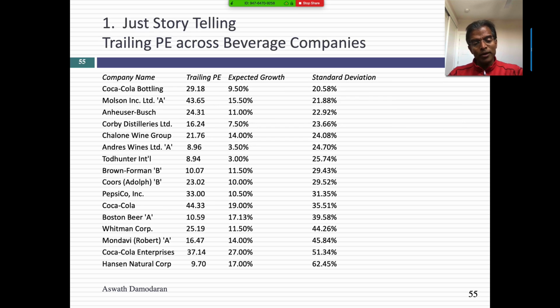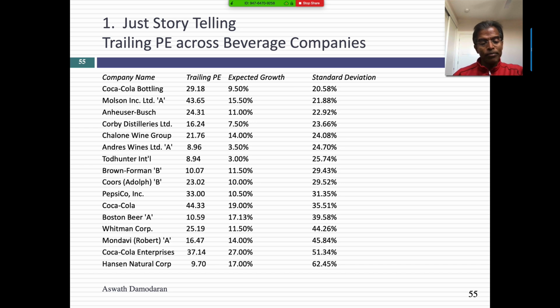Let me take you back to the previous page. Can you see why I picked those two companies? They're two of the three companies that trade at less than 10 times earnings. In fact, to be consistent, I should have probably also picked Todd Hunter. They all trade at low PE. I told you I was a naive analyst. I picked these stocks based on low PEs.